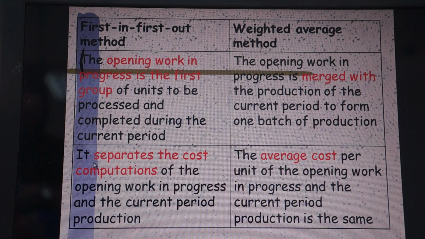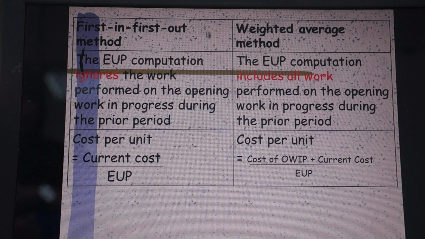First in, first out separates the cost computation of opening work in progress and the current period production, while in the weighted average method the average cost per unit of opening work in progress and the current period production is the same. In the first in, first out method, the equivalent unit production computation ignores the work performed on the opening work in progress during the prior period, while the weighted average method includes all work performed on the opening work in progress during the prior period.